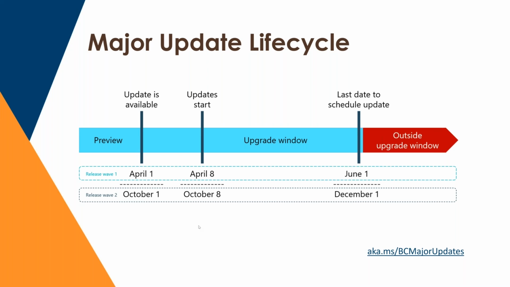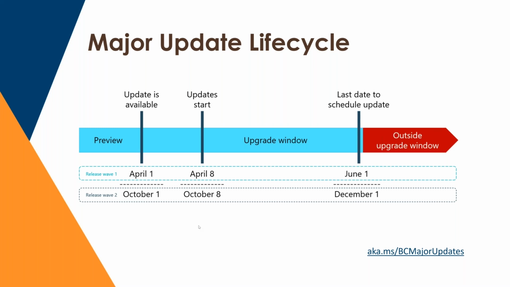And then after that, you have the ability to schedule your update for up to 60 days. After 60 days, Microsoft is going to push the update to your environment whether you're ready or not. So Microsoft does give you some leeway to be able to schedule the update around your business within a 60-day window.